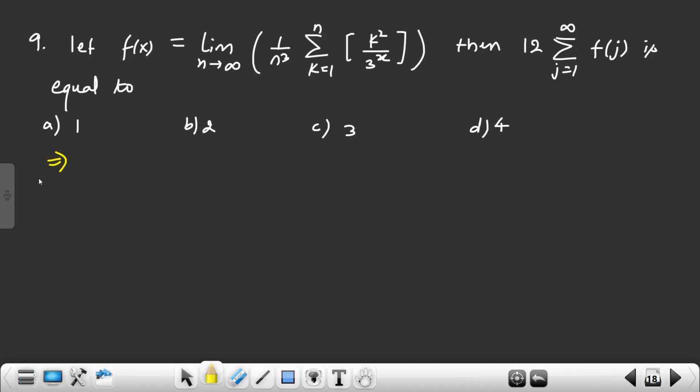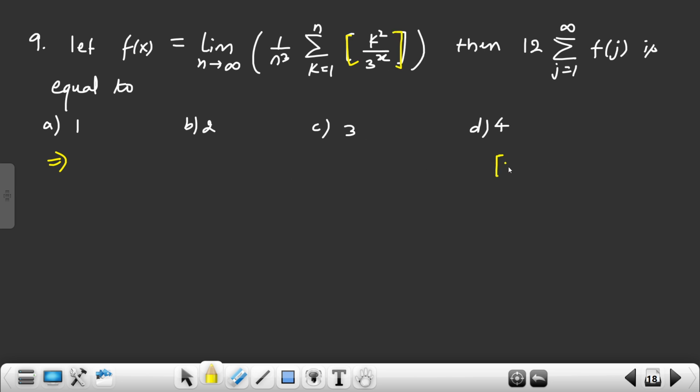f(x) is given, a limit-based question. Basically it is not just a limit, it is a composition of three topics: one is limit, one is function, and one is GP also, you can say. Now f(x) is given: limit n tends to infinity 1 by n cube sigma k equal to 1 to n, this is GIF, k square by 3 power x.